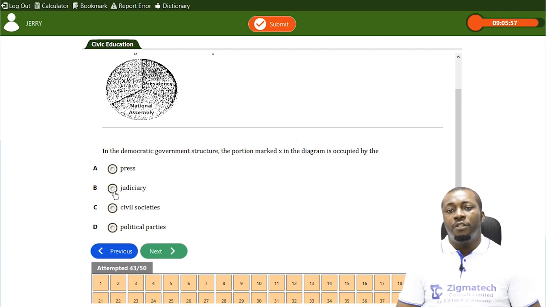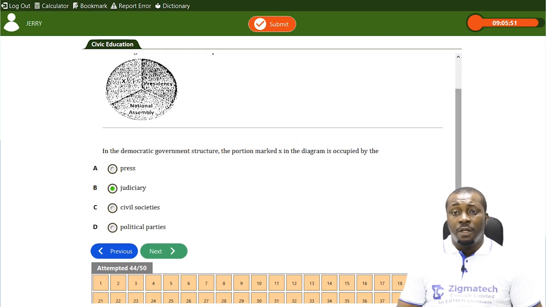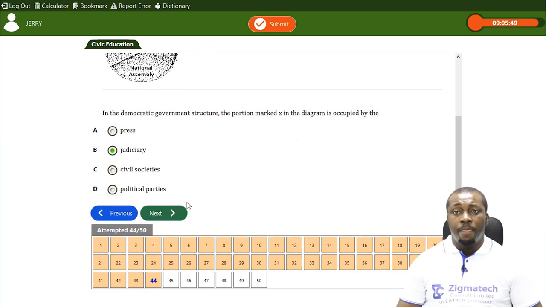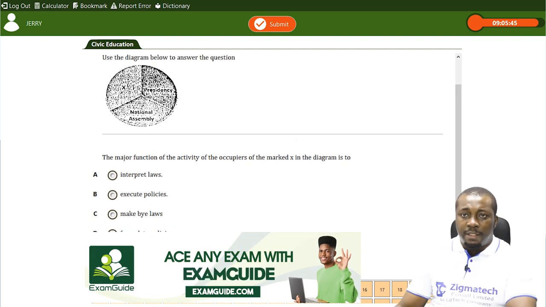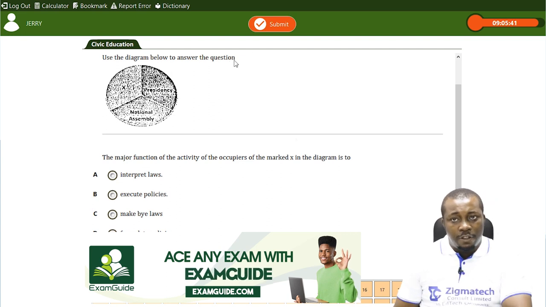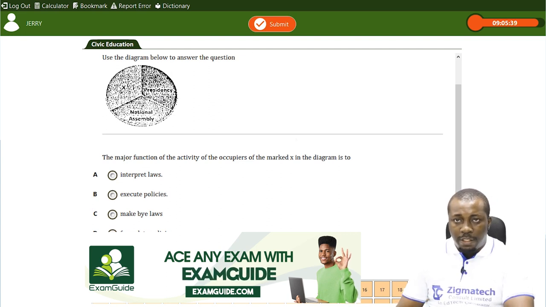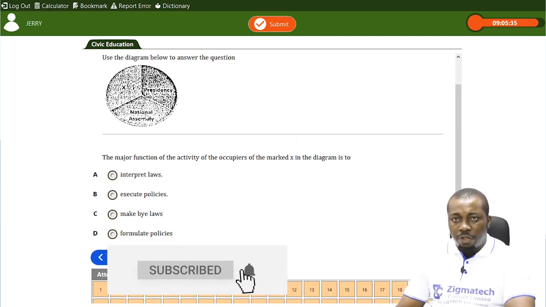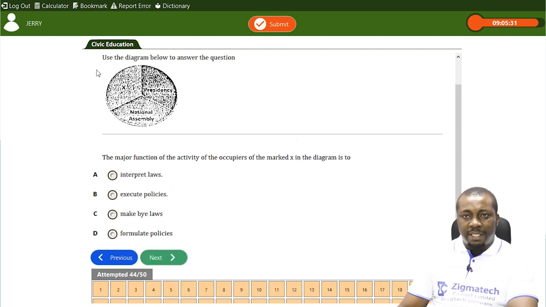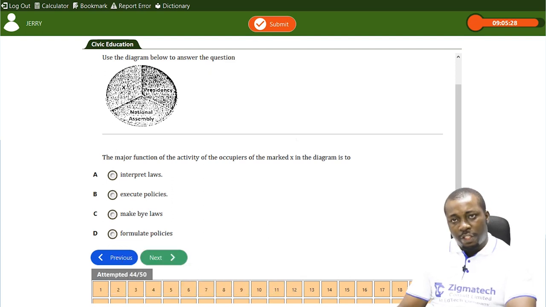No. It's rather the judiciary. Now, with the judiciary, the three arms of government are complete. So this question tests your knowledge on the three arms of government. Now, this question says, use the diagram below to answer the question. And see the circle, divide it into three: presidency, the executive; National Assembly, legislature; X. Now, of course, X will now represent the judiciary.